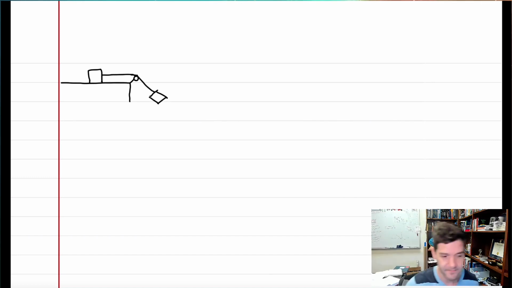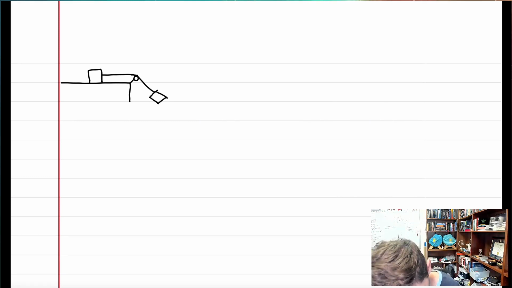So let's consider this problem. I have a box on a frictionless surface. It's attached to a rope, which is over a pulley. And then there's another box that's hanging, but it's not necessarily hanging entirely vertical, right? It might be swinging around at some angle. And let's say they're both mass m to make my life easy.